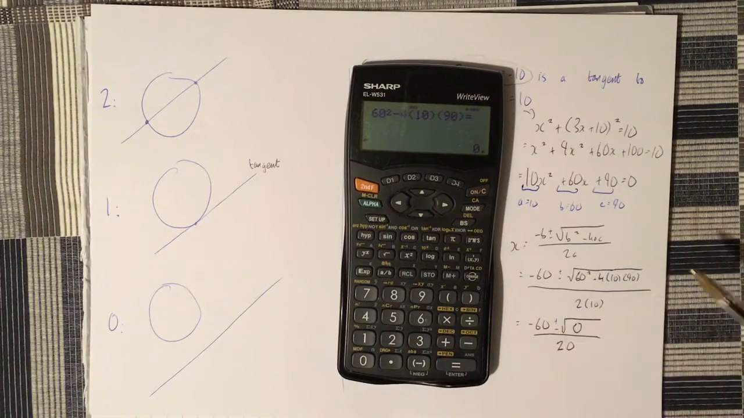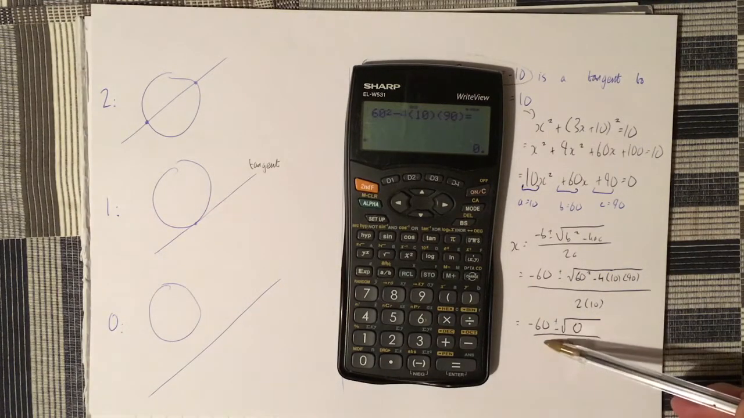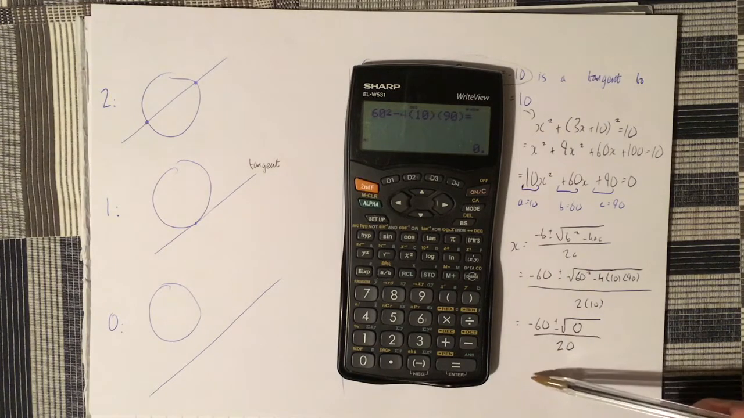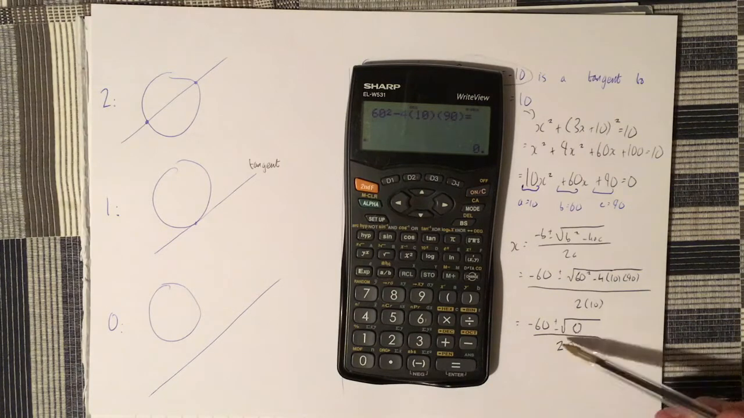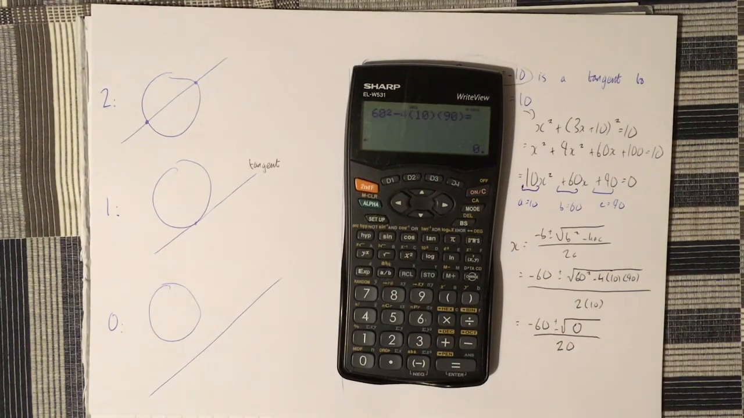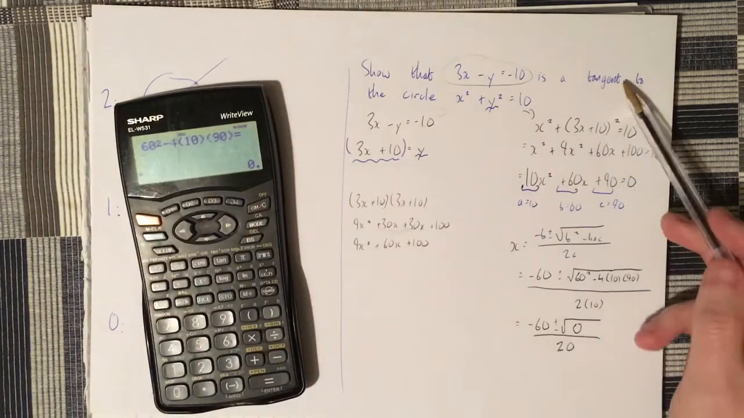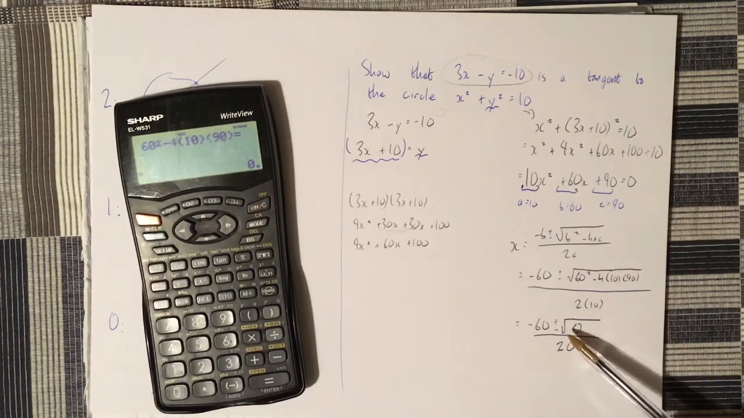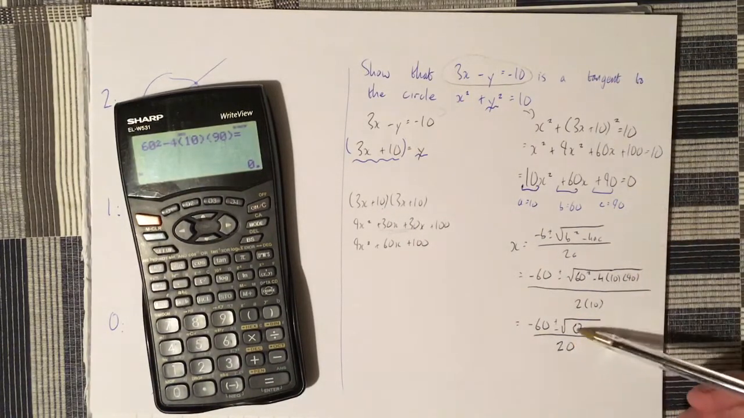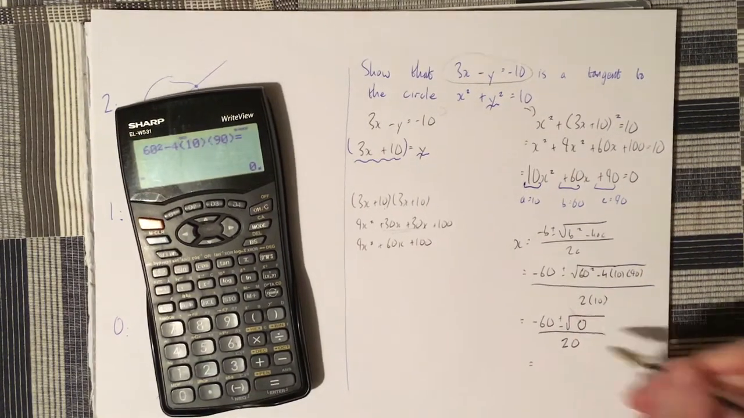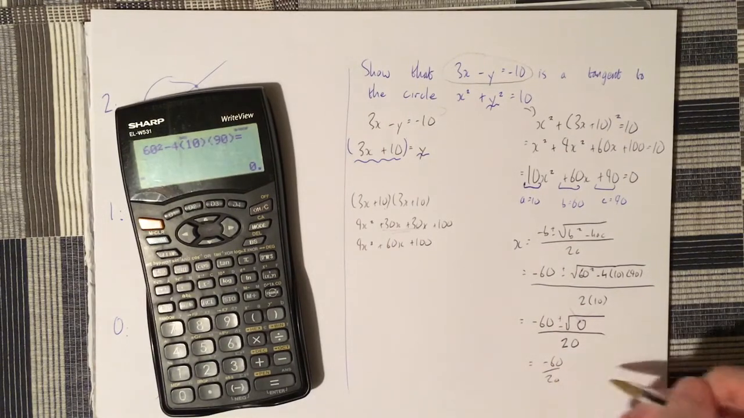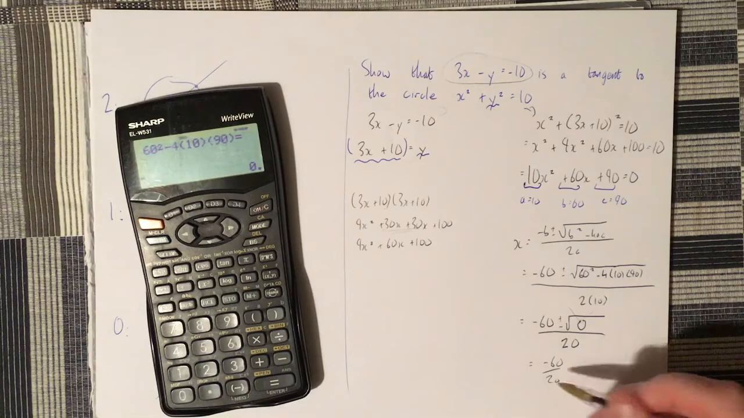What's the square root of 0? It's 0. So if you were to try and do your two answers here, you'll get minus 60 plus 0 or else minus 60 minus 0. They're both the same. Adding or subtracting 0 doesn't make a difference, it's not going to change what you have there, minus 60. That's what you expect when you're finding a tangent, because you're only going to get one solution. So I can stop worrying about the plus or minus 0 and just go minus 60 divided by 20, which is minus 3. So x is equal to minus 3.